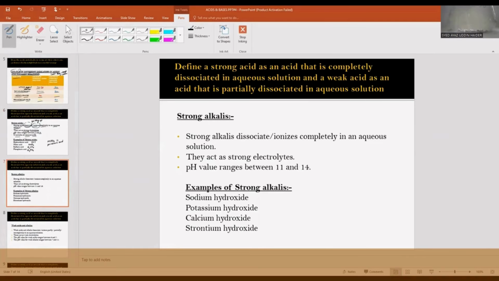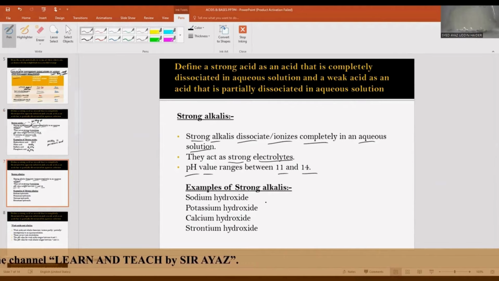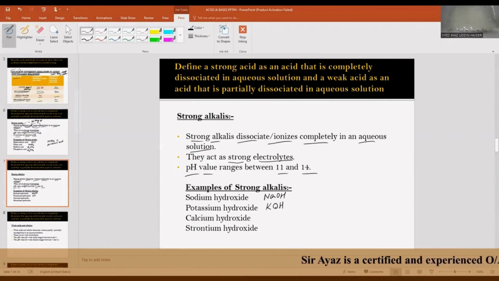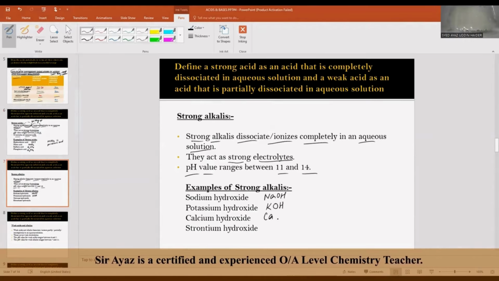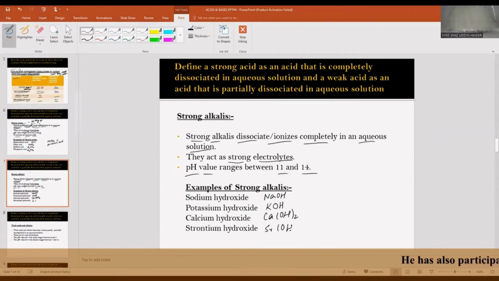Like strong acids, strong alkalis also dissociate or ionize completely in an aqueous solution. They also act as strong electrolytes. The pH value ranges between 11 and 14. Some examples of strong alkalis are sodium hydroxide, NaOH, potassium hydroxide, KOH, calcium hydroxide, Ca(OH)2, strontium hydroxide, Sr(OH)2.